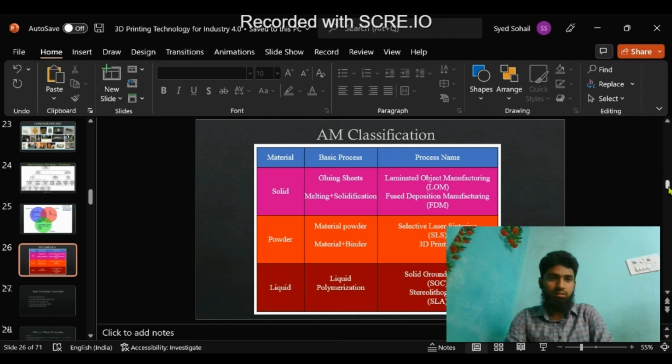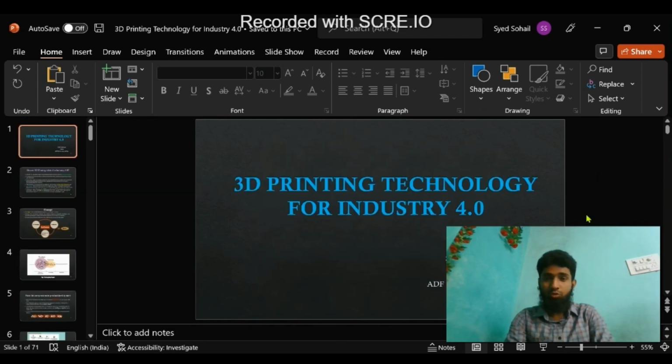So that should be a good introduction to how 3D printing is a technology enabler for Industry 4.0.